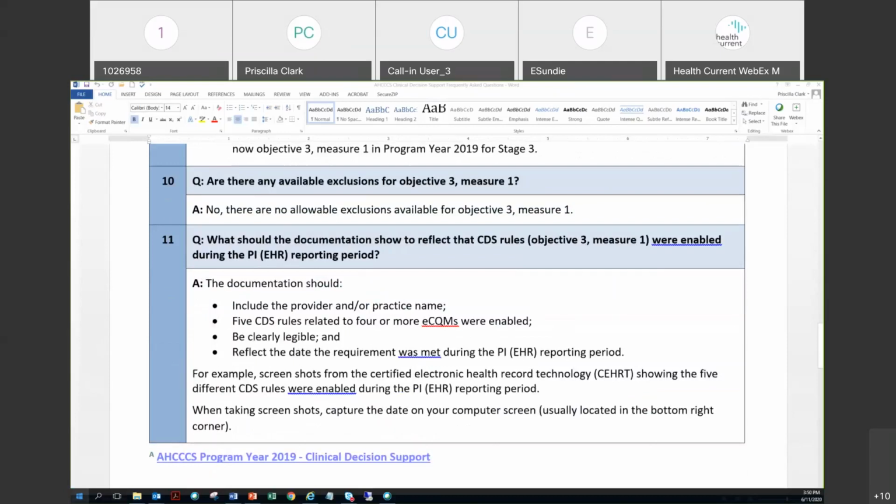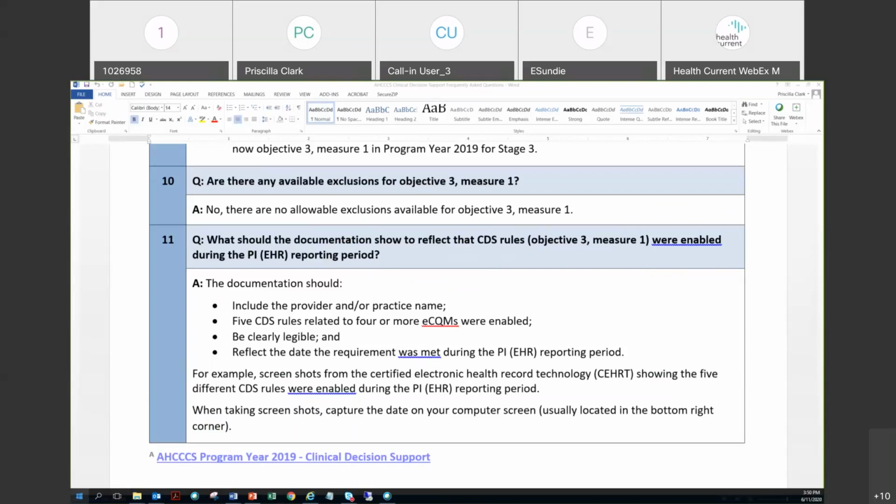Question 11, what should the documentation show to reflect that CDS rules for Objective 3, Measure 1 were enabled during the PI reporting period? And the answer is the documentation should include 4 things. It should first include the provider and/or practice names. We need to tie that supporting documentation to the EP or the practice. It needs to show 5 CDS rules related to 4 or more eCQMs that were enabled. The documentation needs to be clearly legible, and it needs to reflect the date the requirement was met during the PI reporting period. And because this measure has so much in it, because there are 5 CDS rules, you may have to provide multiple screenshots for these CDS rules.